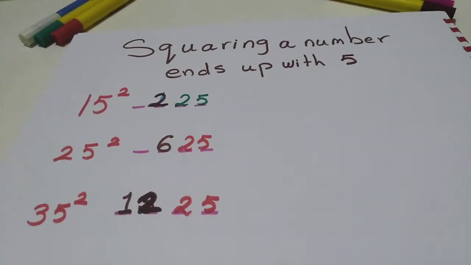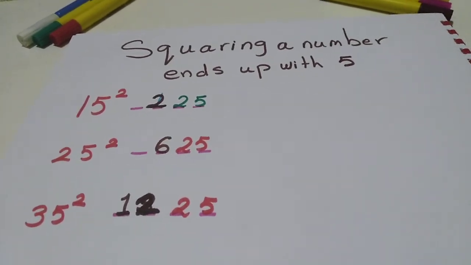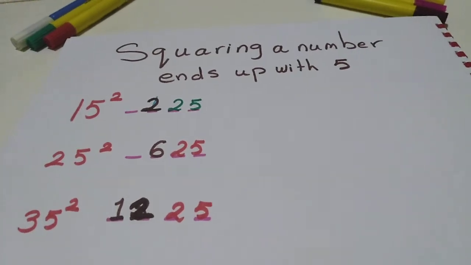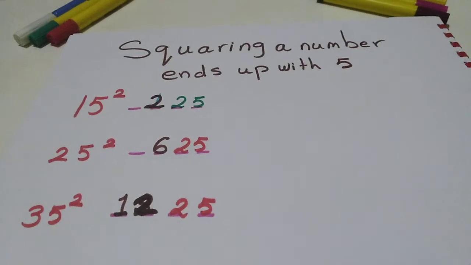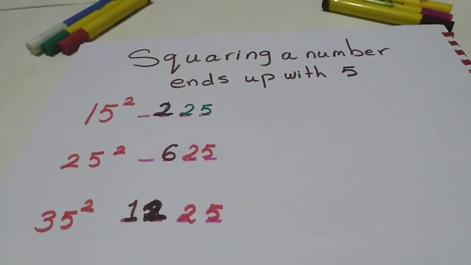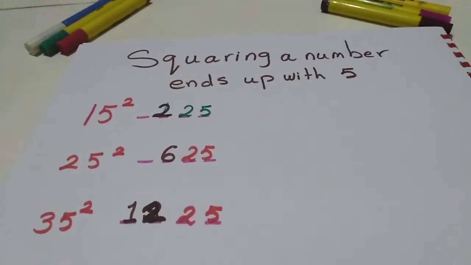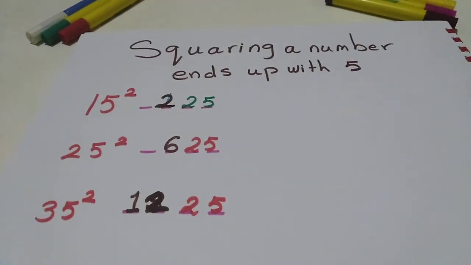Square 5, so it's gonna be 25. 2, what's after 2? 3. Multiply 2 times 3, 6. This is the answer. For the last one, 5 squared, 25. What's after 3? 4. 3 times 4, which is 12.